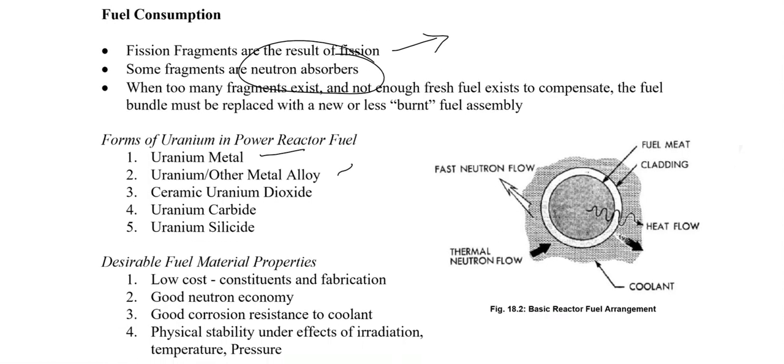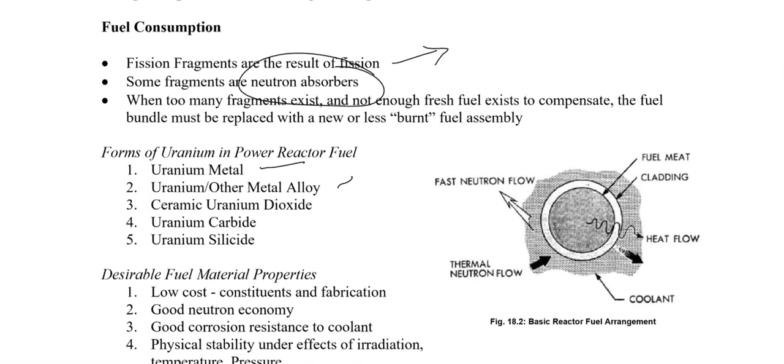This is the core view of the nuclear fuel. We have the nuclear fuel meat over here, which is in the form of these materials, uranium and different forms of uranium. Outside we have cladding, zirconium and other forms of cladding. Then we have a fast neutron flow. We have a coolant, and we have a thermal neutron flow as well.